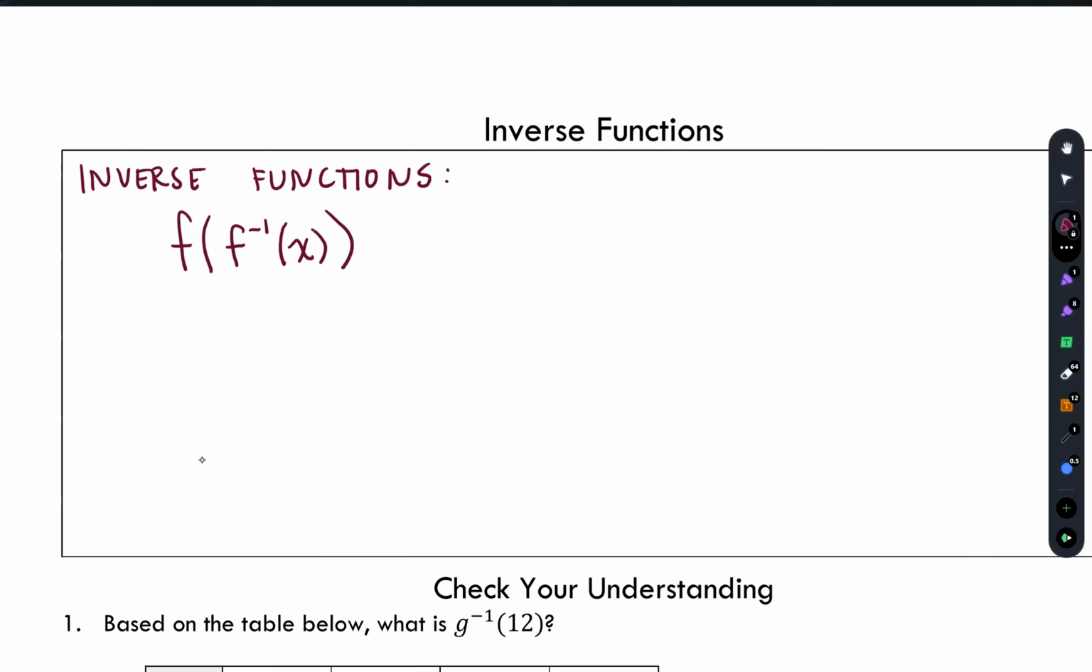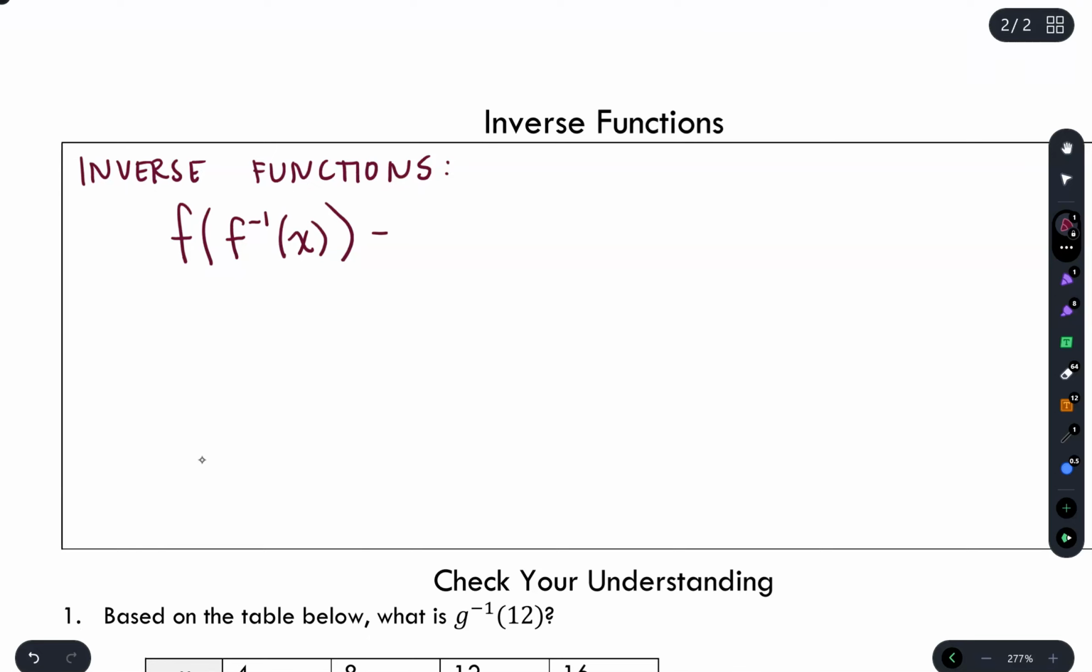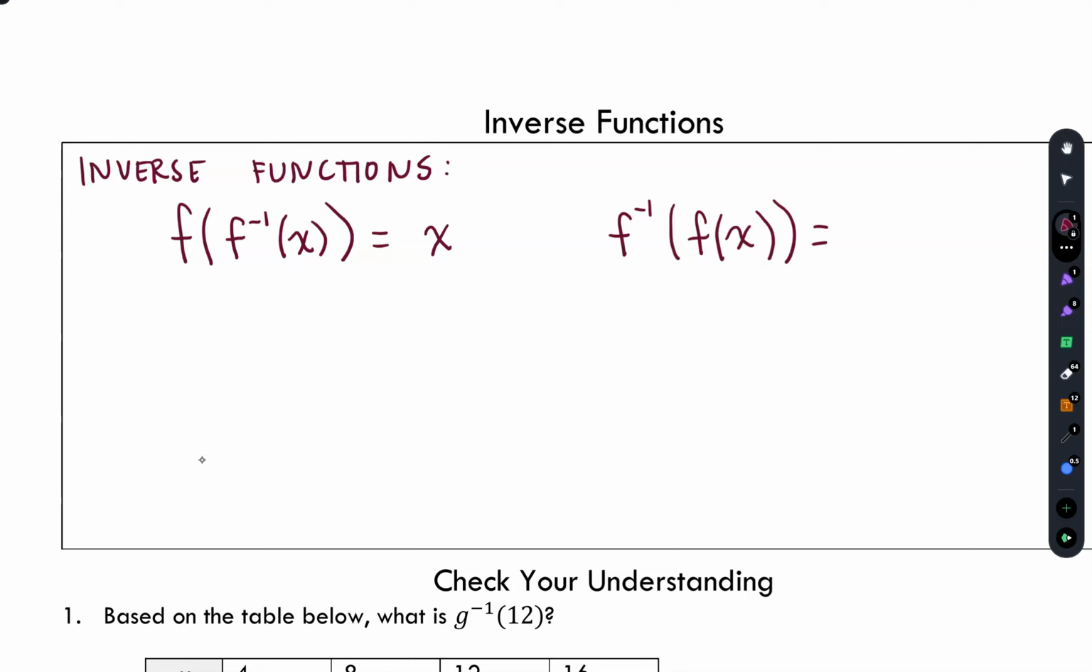So I can show that they are inverse functions if this is going to be equal to an x. If I take the composition of the two functions, the original function and the inverse function, and it gives me an x, then that is part of the way showing that they are inverses of each other. So I would have to do the opposite way as well. So I will plug the original function into the inverse function, and it should also give me a what? An x. This is going to show that they are inverses of each other. Does that make sense?